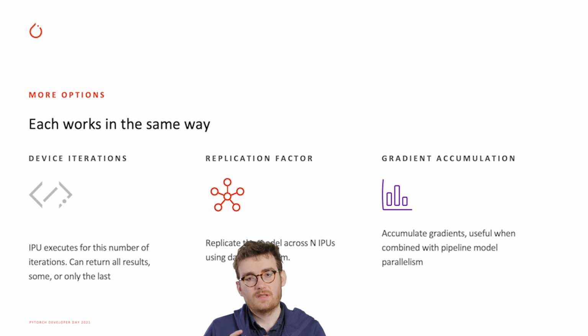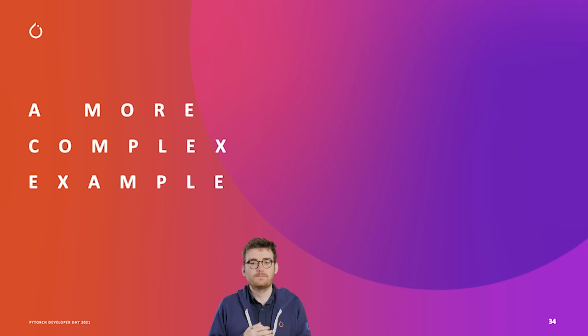Each of these options operates in exactly the same way. Device iterations lets the IPU drive the pulling in of each batch of data. Replication factor automatically parallelizes the model over multiple IPUs using data parallelism. Gradient accumulation just accumulates the gradient as you would expect, but when pipelining, it also increases the depth of the pipeline, which improves performance efficiency.